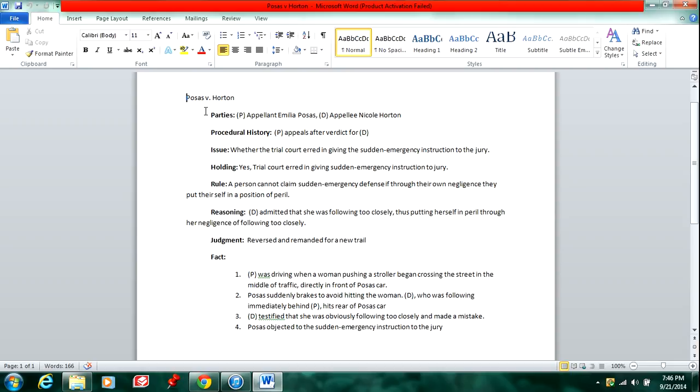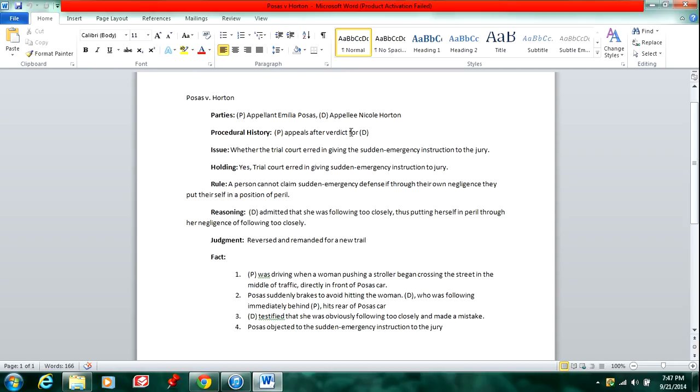The first element you're going to have in your case brief is the parties. I have them identified here as P for plaintiff and D for defendant, and then appellant and appellee. This is the person bringing the appeal. Generally, the cases you're going to read are from the appeals court or the superior court in that various state. So you'll want to know which one is which, who's appealing, and who's the plaintiff.